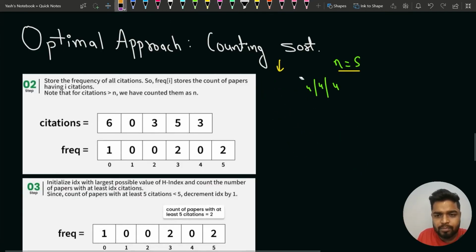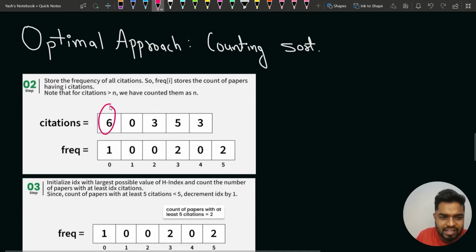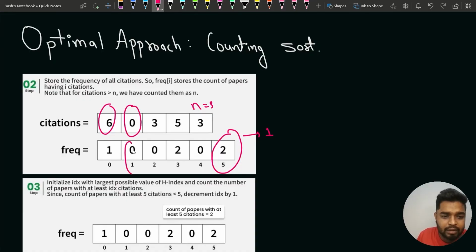Now after this, if you'll observe here, we'll update the frequency array. How? Firstly we'll come across this guy 6. Since it is greater than the n value, because the size of the array is 5, we'll update it at the last index. So at the last index, one count has been updated, remember. Then after that 0 is there, so update it at the 0th index. Then after that you have got 3, update it at the index 3.